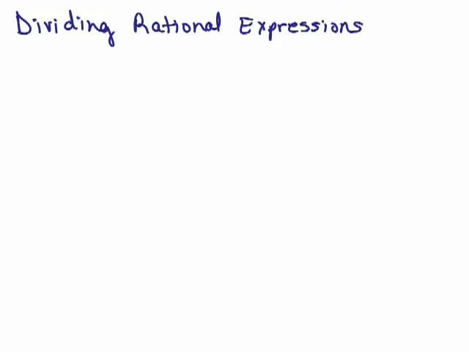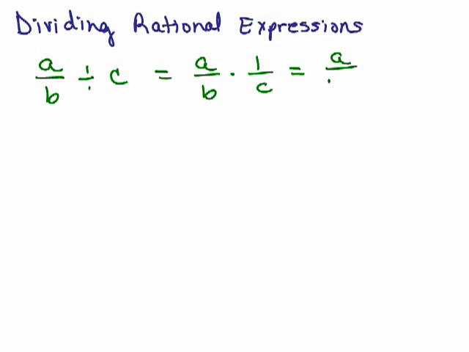Okay, we're moving on to dividing rational expressions. So remember, that's like dividing fractions. Keep in mind, how do you divide fractions? What if you had a over b divided by c? Well, that would mean a over b times the reciprocal 1 over c, and you would get a over bc. So that's if you just have a single term after the division bar here.